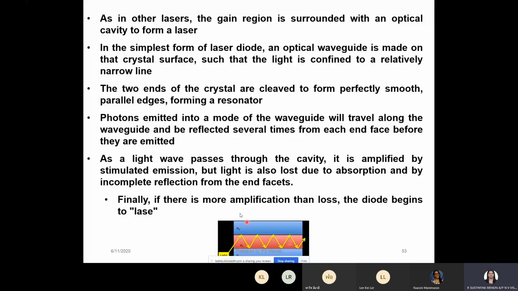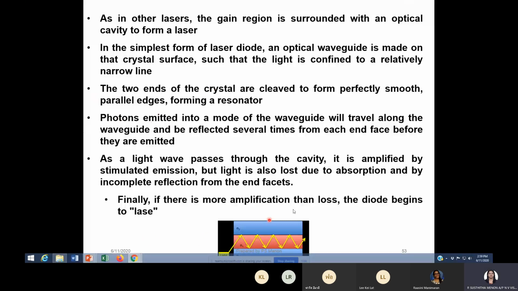The two ends of the crystal are cleaved to form perfectly smooth parallel edges, forming a resonator. Photons emitted into a mode of the waveguide will travel along the waveguide and be reflected several times from each end face before they are emitted. Basically, there are reflectors on both ends. Light hits here, is reflected back, and again, but at the same time it stays in the cavity. It doesn't go out.